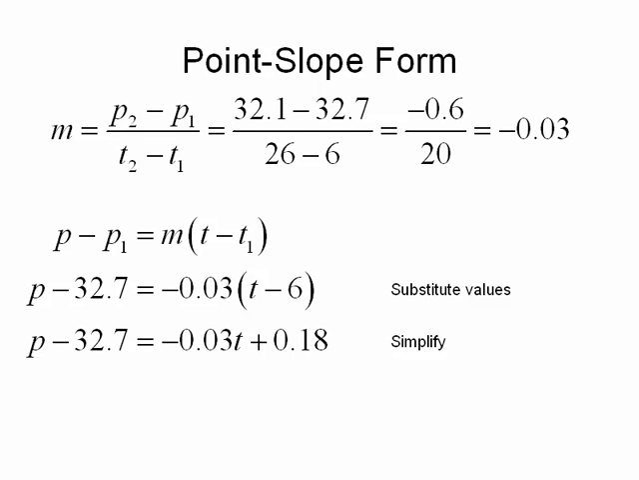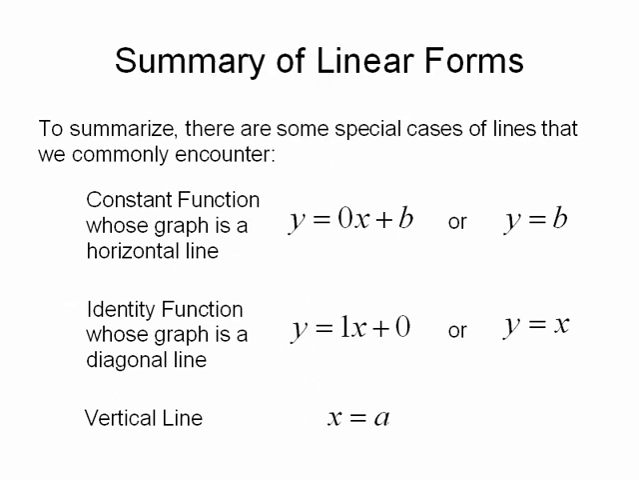I'm going to distribute that negative 0.03 onto the t minus 6. I get p minus 32.7 equals negative 0.03t plus 0.18. And now if I add 32.7 to both sides, I get the p by itself, and I get p equals negative 0.03t plus 32.88.